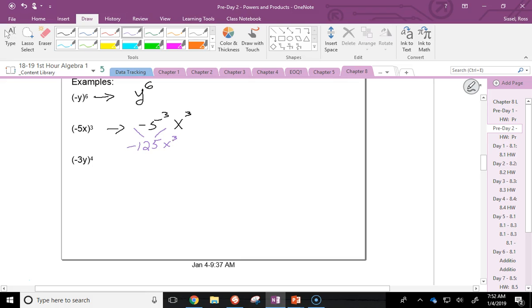Go ahead and do -3 times y to the 4th power. Simplify it. See if we can come up with the same answer.